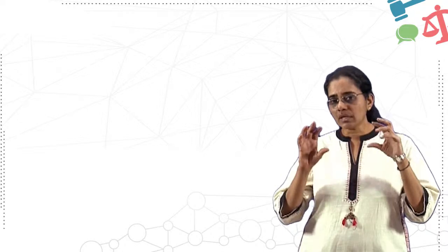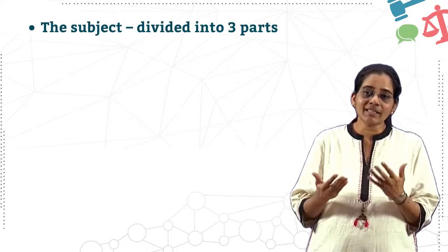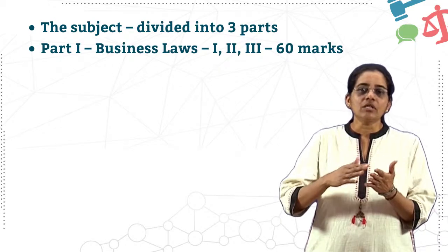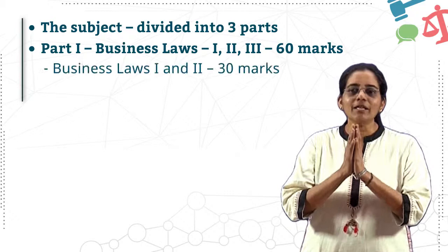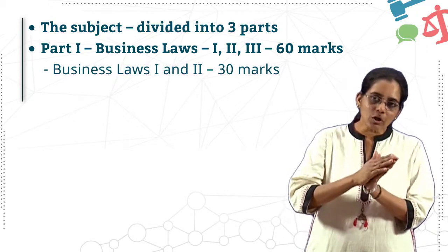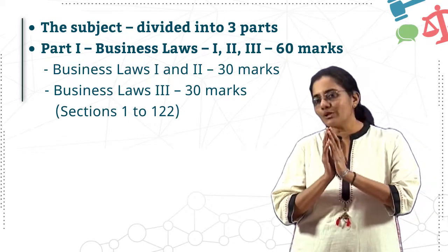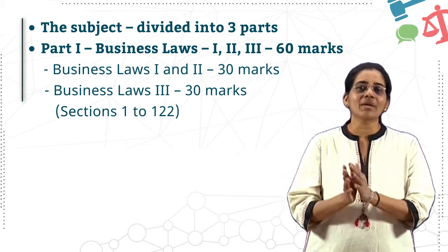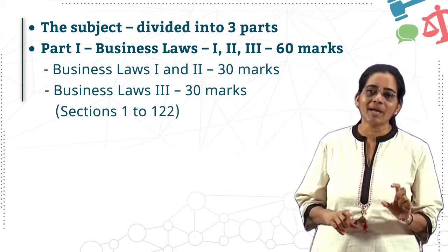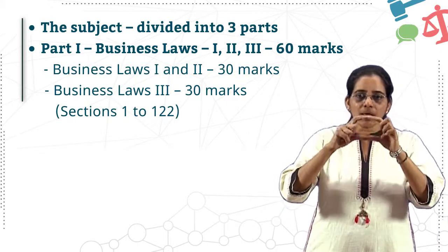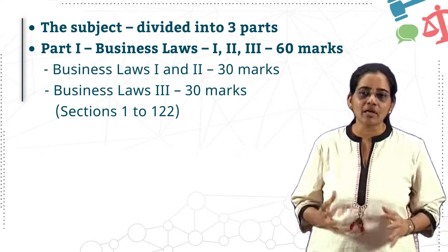Now, if you look at the subject, it is divided into 3 parts where your exam is concerned. That is, your Business Laws 1 and 2 is clubbed together and it is made into 30 marks. And Business Laws 3, which is your Companies Act, which we just told you, sections 1 to 122, is comprising another 30 marks. And this entire thing put together is part 1. So part 1 is Business Laws 1, 2 and 3 effectively comprising 60 marks.